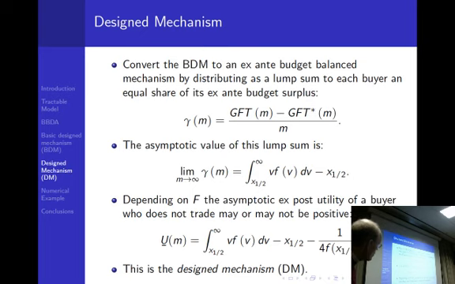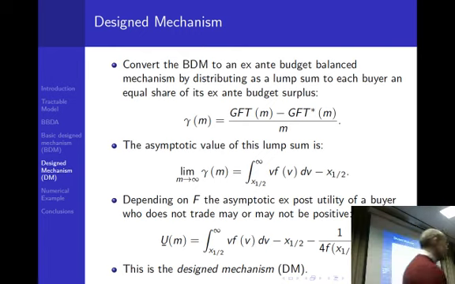Remember, x1 half is just the median of f. So if you're using the standard normal, this is just 0. And so this is just the expected value of the right-hand tail of f. And so depending on f, this asymptotic ex post utility of a buyer who does not trade may or may not be positive. What is that asymptotic ex post utility? Well, it's just the lump sum minus the expected ex post irrationality if you didn't trade. That was just this expression.